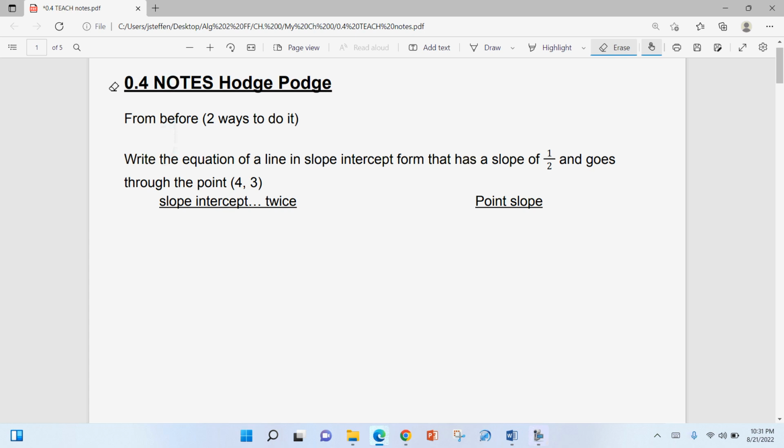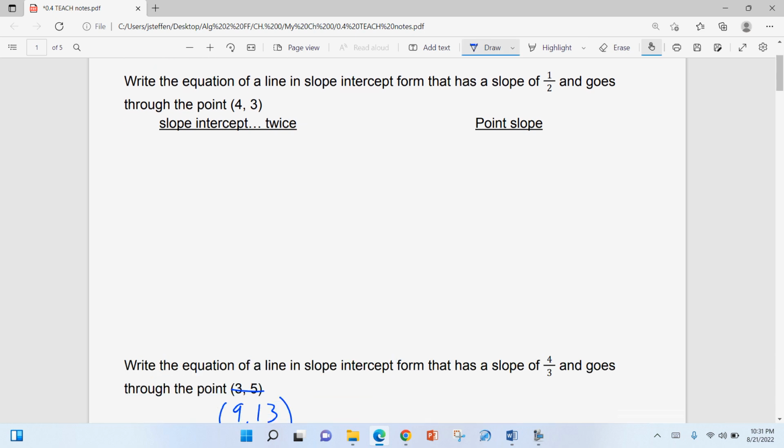This is chapter 0, section 4. This is kind of just a hodgepodge of review from Algebra 1. But the first thing I want to start off with really quick, I mentioned this the other day, is that this is the type of question where there's two separate ways to do it.